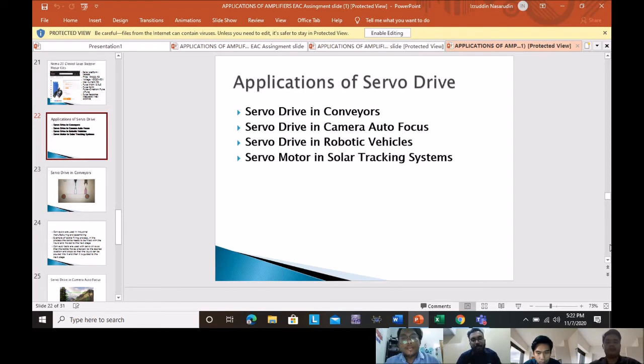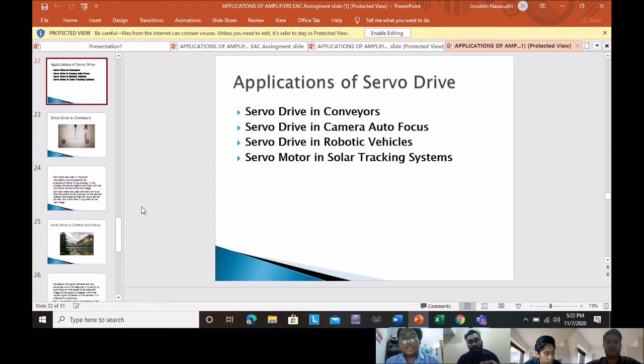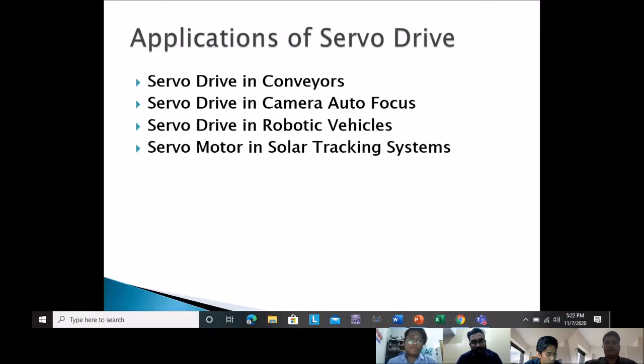Next one, I'm going to explain about the application of the servo drive. We are assigned to talk about four types of applications of the servo drive. The first one is the servo drive in conveyors. Second is the servo drive in camera autofocus. Third is the servo drive in robotic vehicles. And the last one is the servo motor in solar tracking systems.